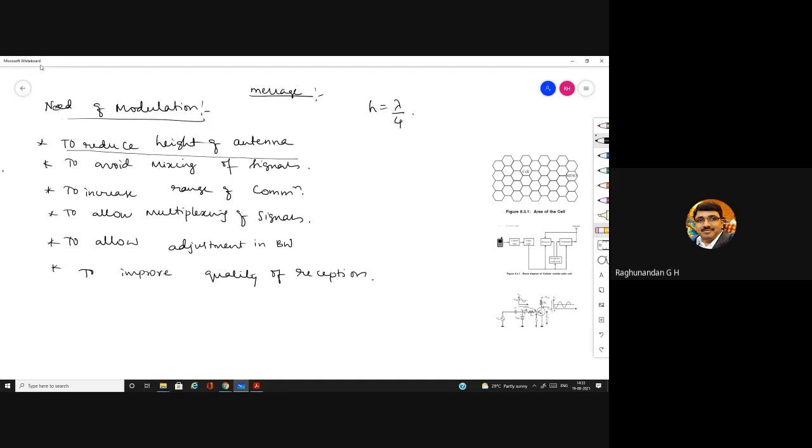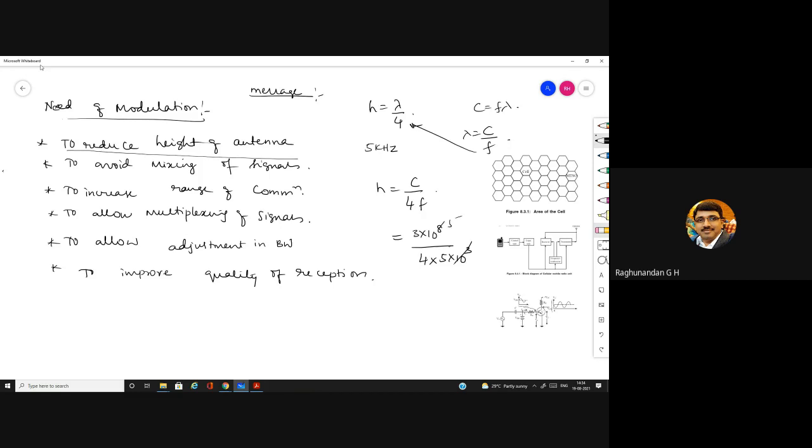Let us assume that we want to transmit a 5 kilohertz signal. That signal should be transmitted to the destination successfully, and I'm not going to use modulation, which means I'm not using a carrier signal. Only my message is traveling. Then we already have c = f lambda, so lambda = c/f. Substituting, we get h = c/4f. C is the speed of the electromagnetic wave, 3 x 10^8, and 4 x 5 x 10^3 in the denominator.